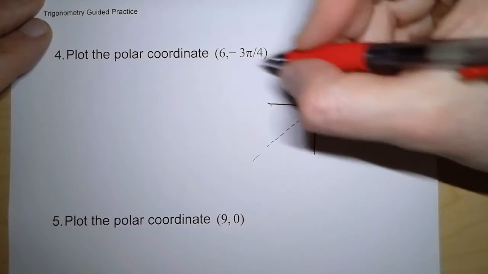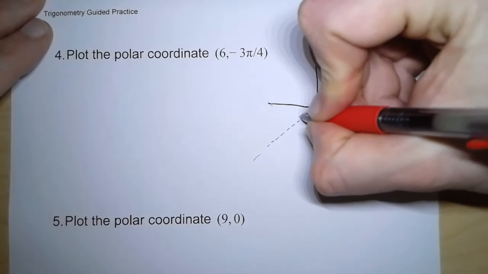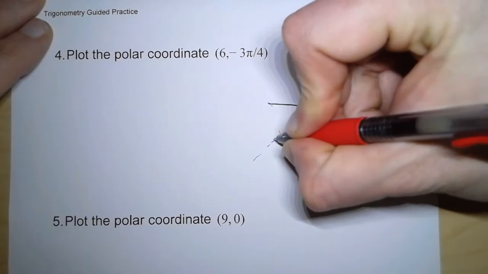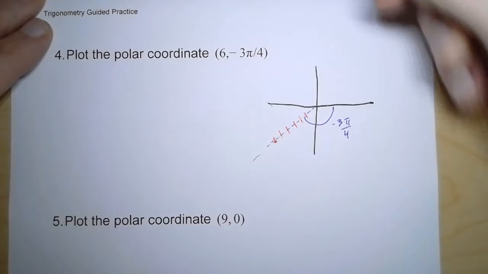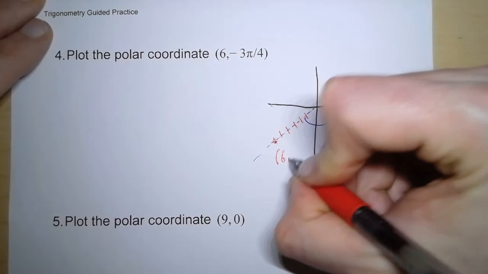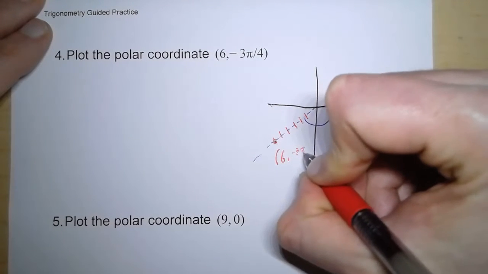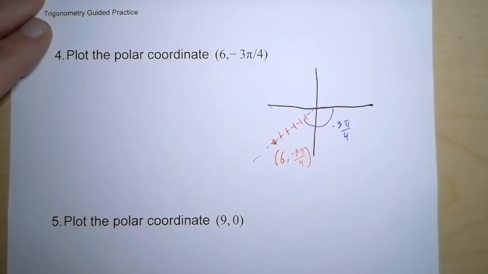And then we're moving 6 units along this. So 1, 2, 3, 4, 5, 6. There we go. So there is our polar point 6, -3 pi over 4. Just like that.